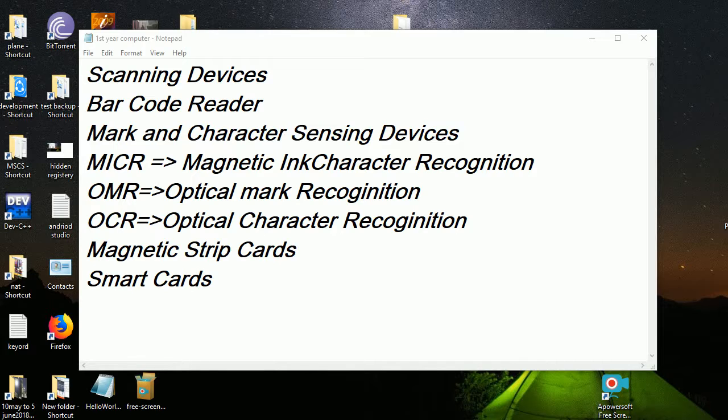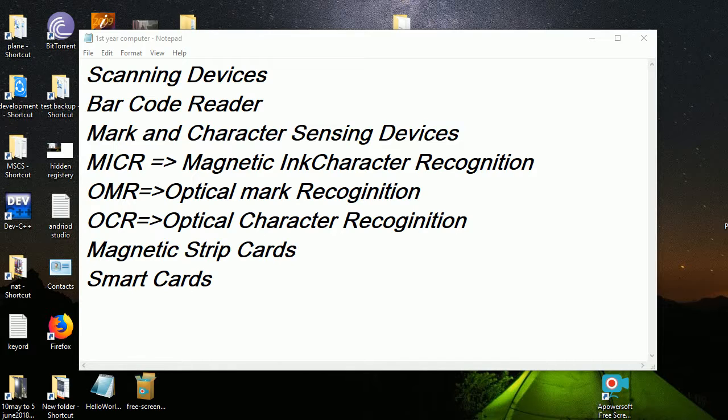And OMR, optical mark sensing devices. Optical mark sensing devices use a light beam for reading the marks from paper or sheets. OMR devices are used inside the examination system for reading MCQs paper. OMR device uses a light beam for reading marks. It converts them into digital form and then sends it to the computer system for further processing.